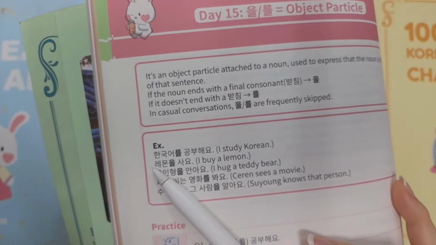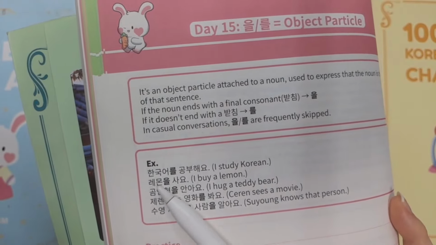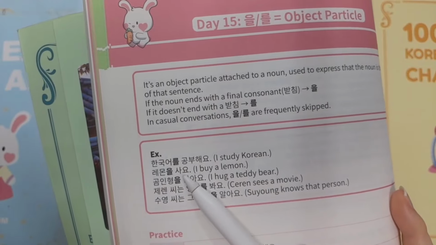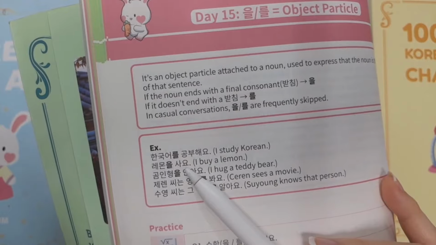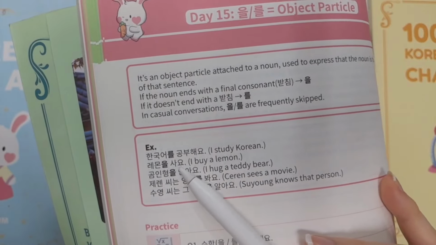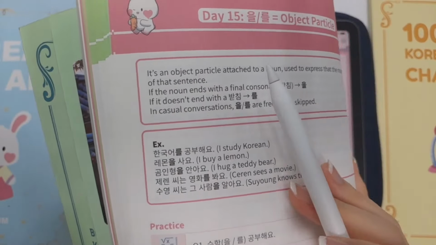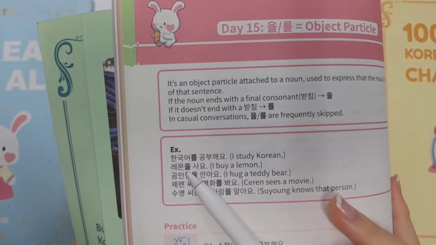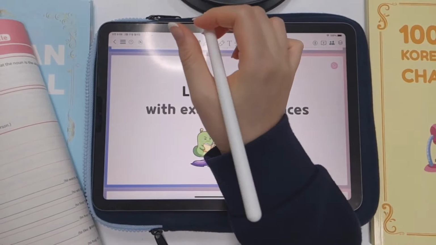Okay, perfect. 레몬을 사요. It has a final consonant. And do you still remember this? 사요? Let's review this one. What is the basic form of 사요, guys? We learned it 2 days ago. What is the basic form of 사요?